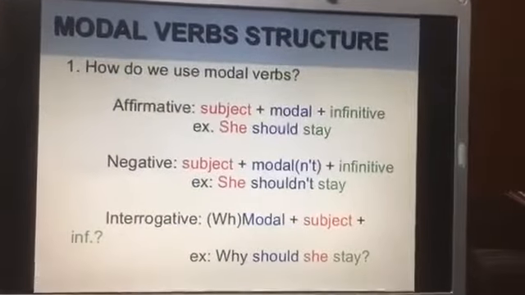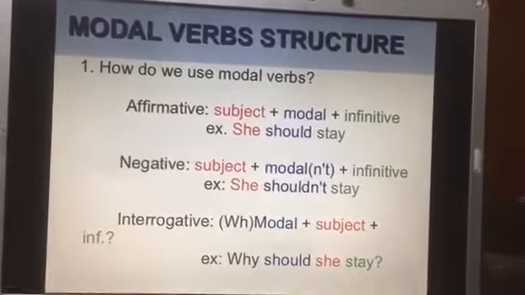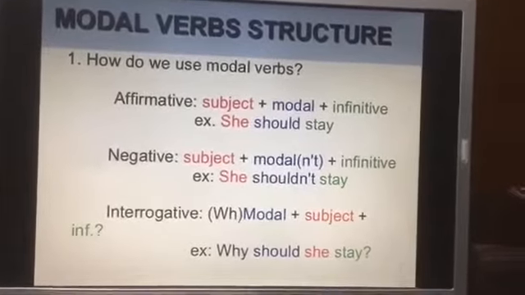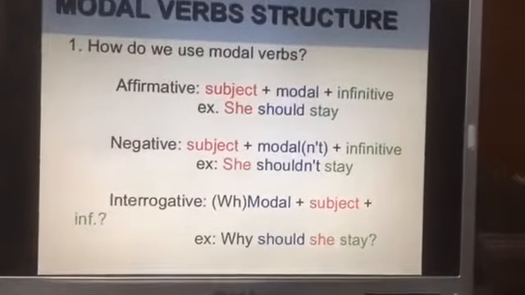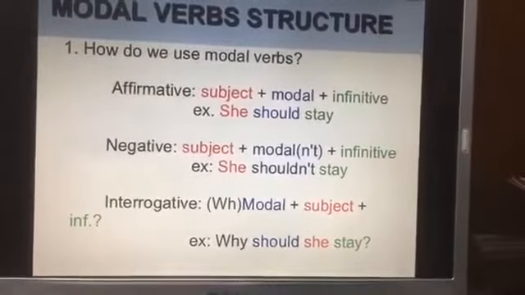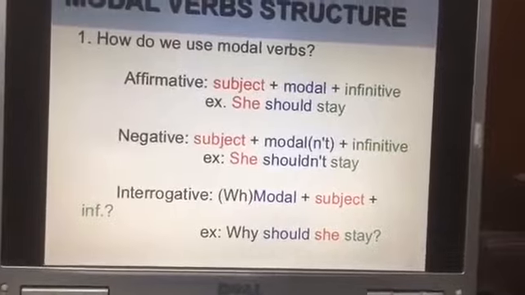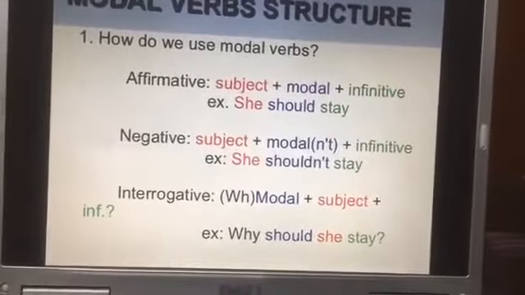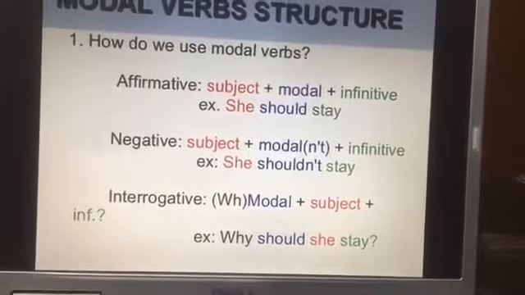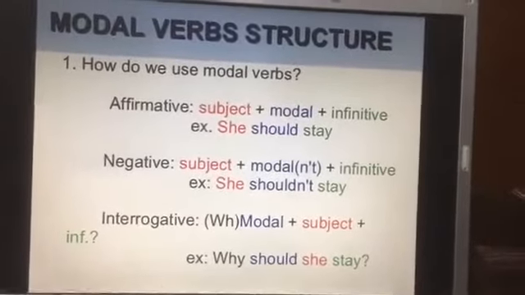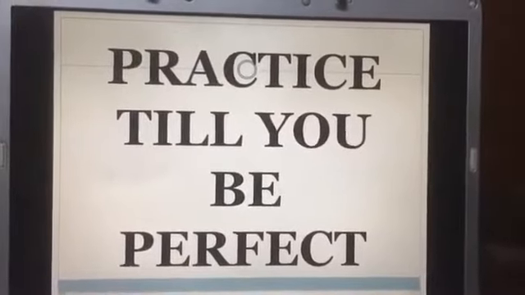Now there is a structure of doing. Suppose I've taken the modal should. How do I use the modal verbs in the different forms of sentences like affirmative or negative or interrogative? Subject plus modal plus infinitive. Like she should stay. How do we write the negative? She shouldn't stay. And for interrogative, WH family word, why should she stay? This is the structure. So I want you to practice and be perfect. Thank you.